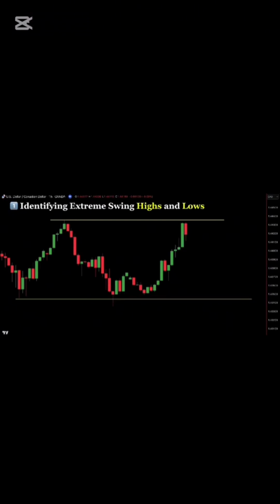But identifying these levels is just the first step. We don't take trades blindly just because price reaches a high or low. We always wait for confirmation from price action before making a move.